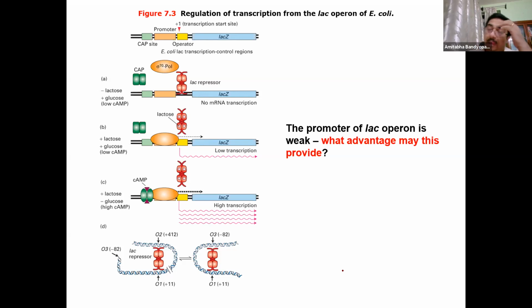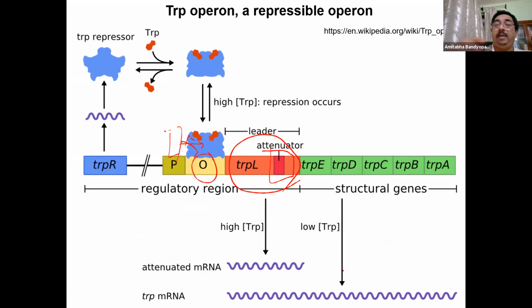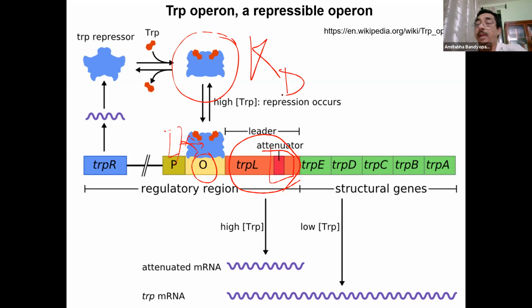Now you see that whether it is this case, think about it. Why is it that the trp repressor binds to tryptophan only when the concentration is high? Why does it not bind to tryptophan when the concentration is low? That is something that is dictated by KD, the dissociation constant.